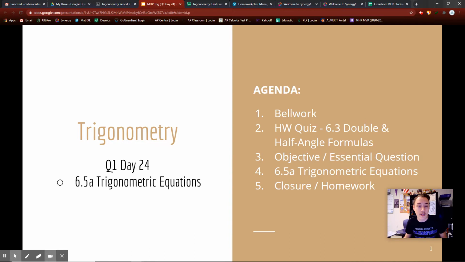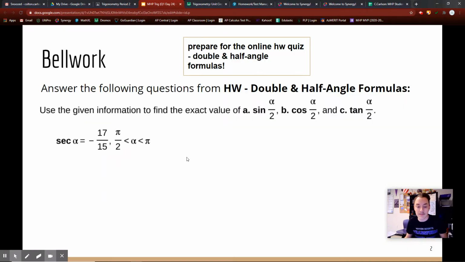We're now going to skip past 6.4 because we're not going to actually learn that. We're going to go right to 6.5, trigonometric equations. This is a two-part lesson. We're going to do part 1, or 6.5a, today, and then 6.5b, which is a lot shorter, is going to be tomorrow. We're going to go through bell work, homework quiz, and then through the lesson.